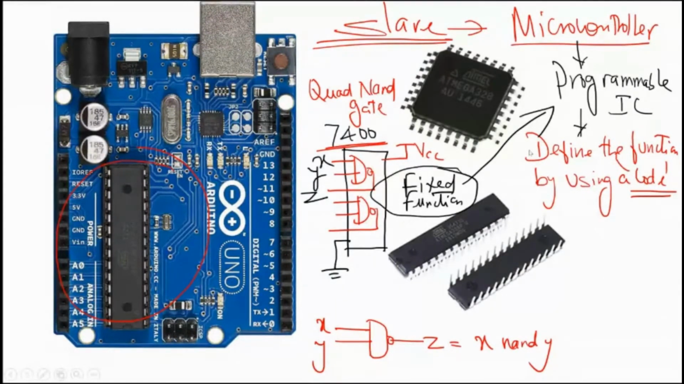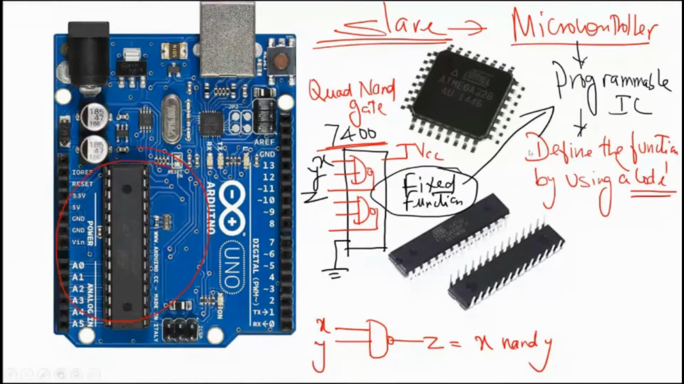So this is a much more powerful IC. A microcontroller is such a programmable IC which can help you define the function, or what exact job this IC has to do, by developing a small program. And that program we call code.